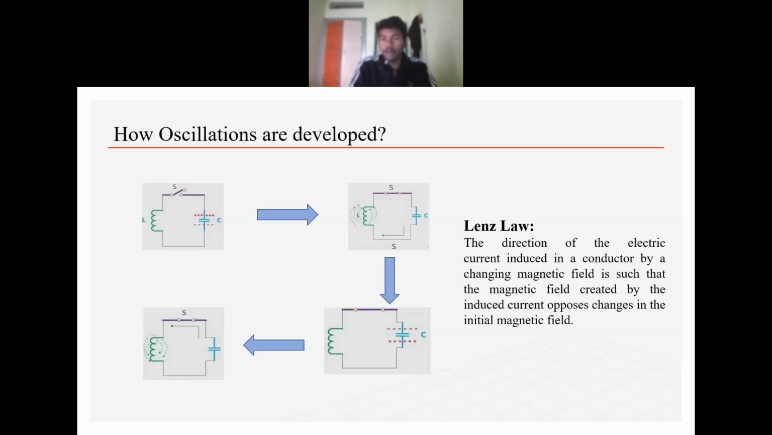Now here comes Lenz's law. Lenz's law states that the direction of the current changes in such a way that it opposes the creation of that direction. So according to the working principle of Lenz's law, the electrons will flow backwards, which will start to charge the capacitor again, and the inductor will be losing its magnetic field while charging the capacitor. So once the capacitor is charged, the inductor is discharged, and vice versa. This results in the formation of oscillations. Due to this formation of oscillations, we can convert DC into AC.